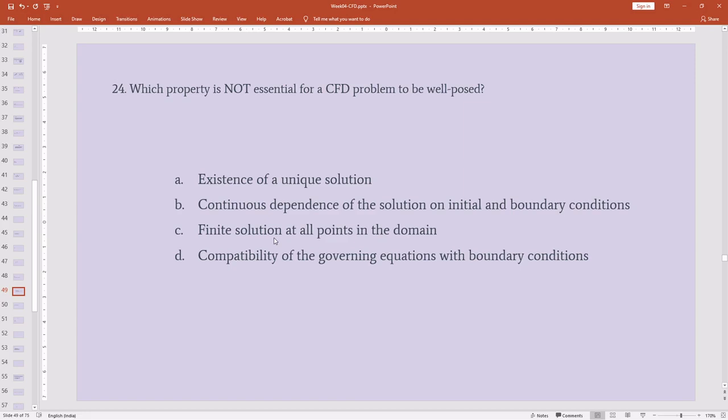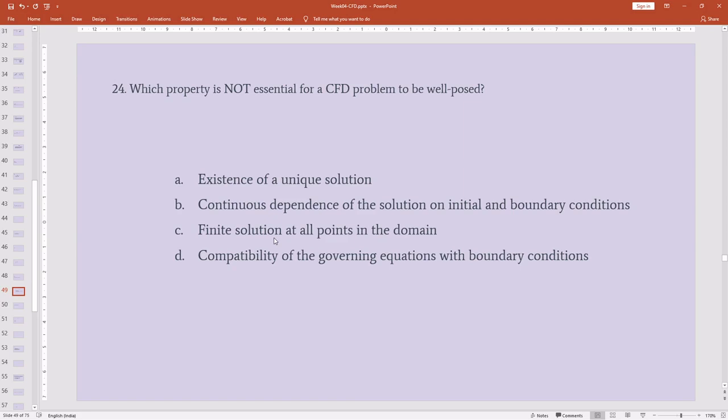So, next question is on well-posedness of CFD problem. The question is, which property is not essential for a CFD problem to be well posed? So, there are four options.